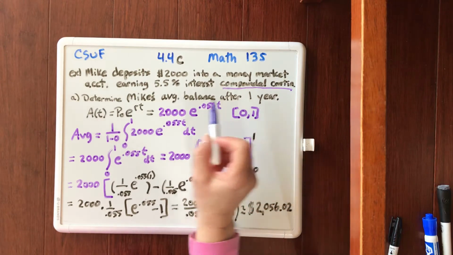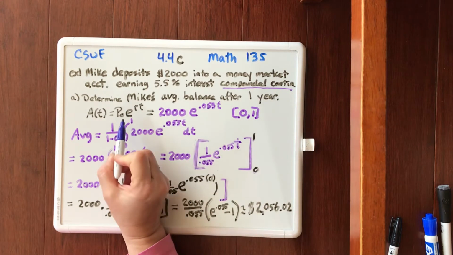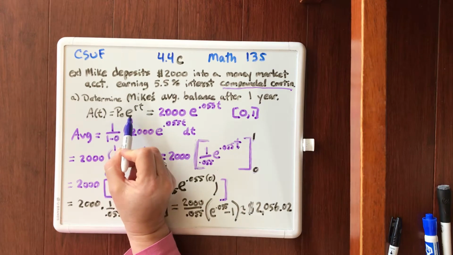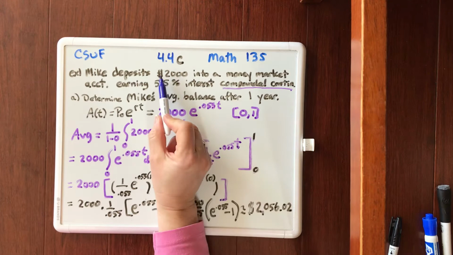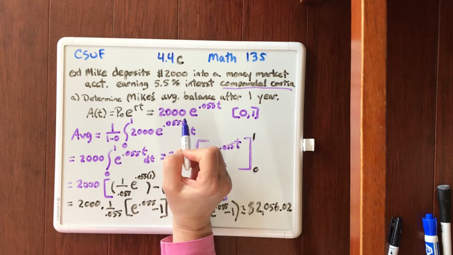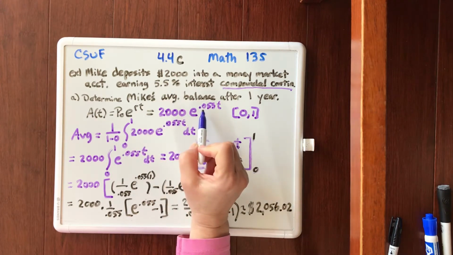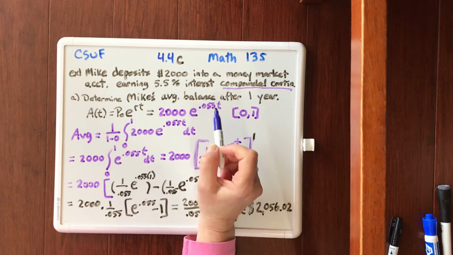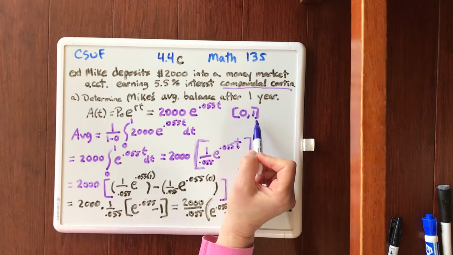Well, let's start off with the function. We know because of compounded continuously, we have this formula right here: A of t equals P naught times e to the rt. Now we're going to put in what we know. P naught is the amount he deposited, that's the principal, the initial, 2,000. And then 5.5% is our rate, which we move the decimal over twice, 0.055t. It says determine Mike's average balance after 1 year, so we're going from 0 to 1.